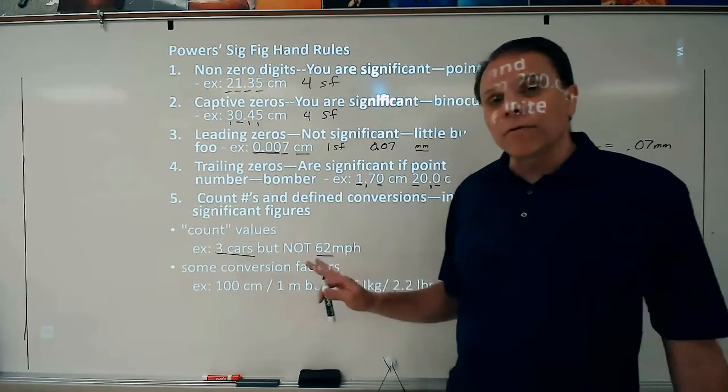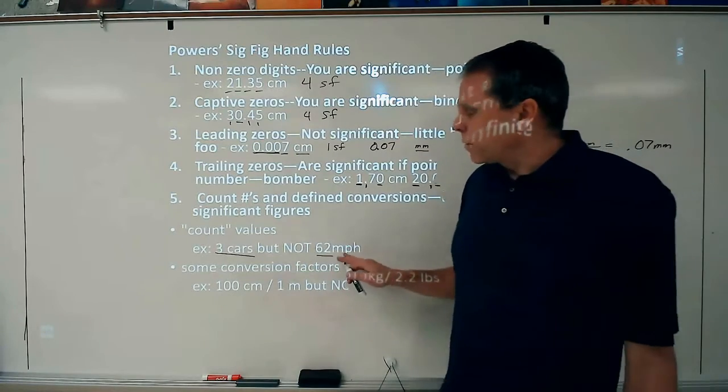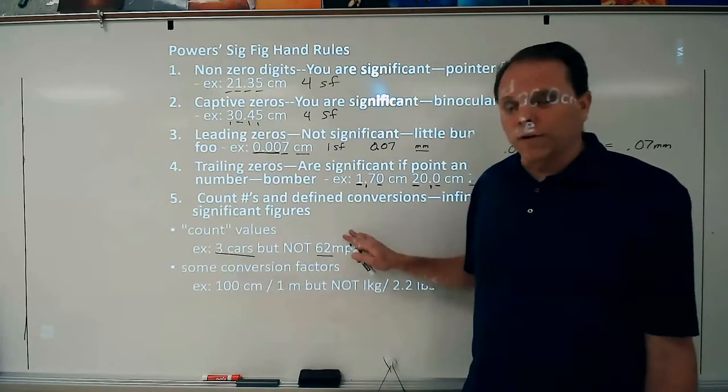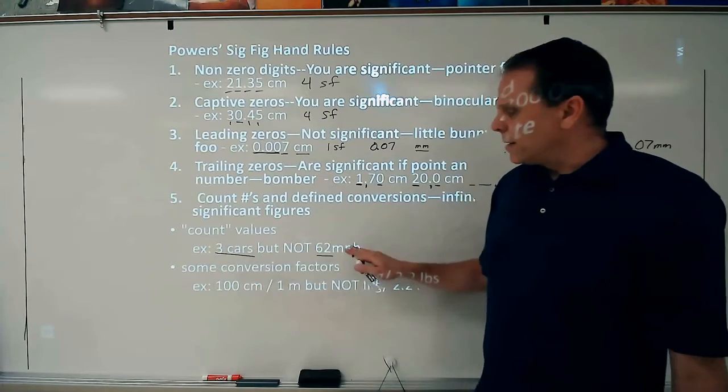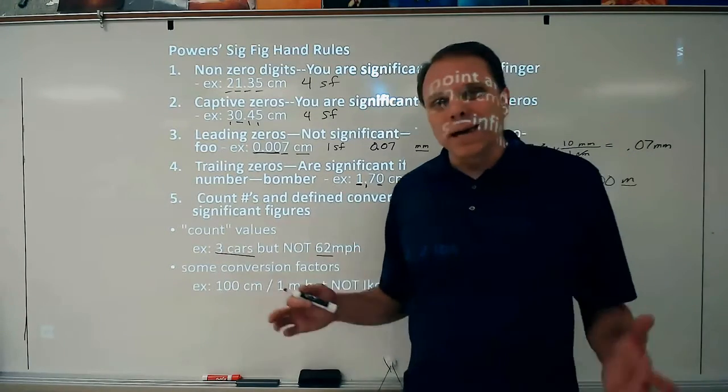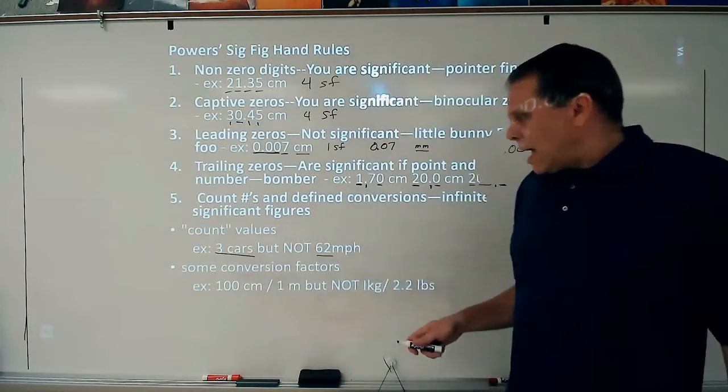62 miles an hour is different. That's actually a measurement, okay? So this does not have an infinite number of sig figs. This would, but this doesn't. This is actually just 2 sig figs because miles per hour is a measurement.